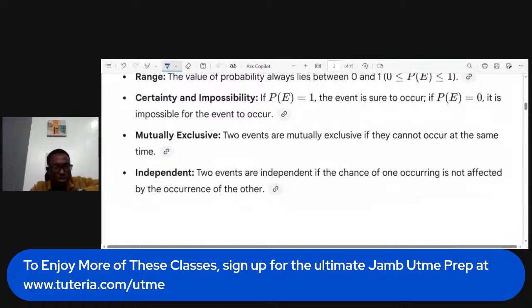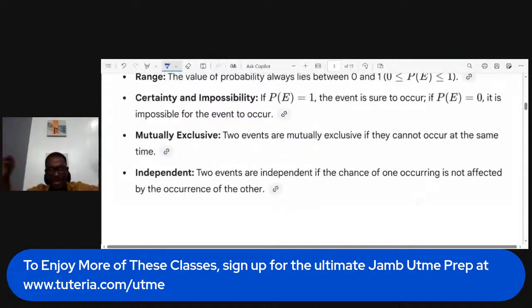But mutually exclusive events are saying that these two events can't occur at the same time. So you can't be here and be there at the same time. That's what we mean by mutually exclusive events. I just hope you are following this as I'm saying it, because it's very, very important. Let me also drive this home by saying, if I toss a coin once, obtaining head and obtaining tail are mutually exclusive.